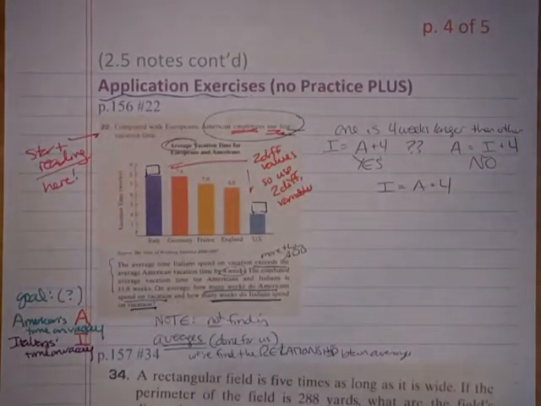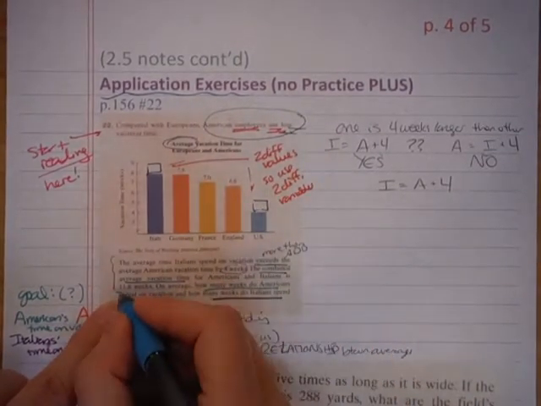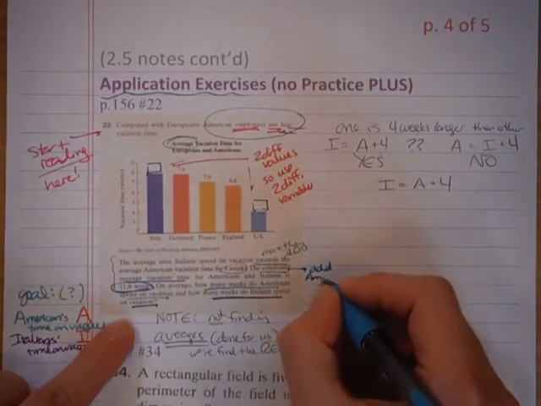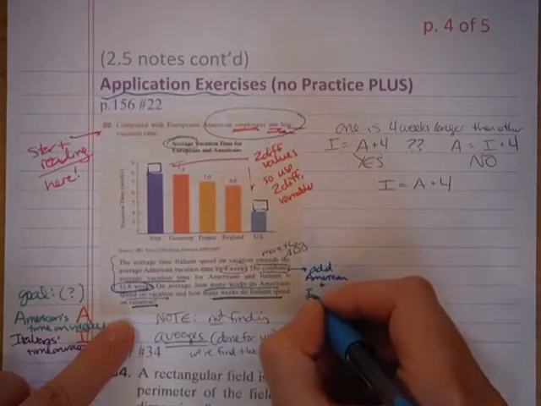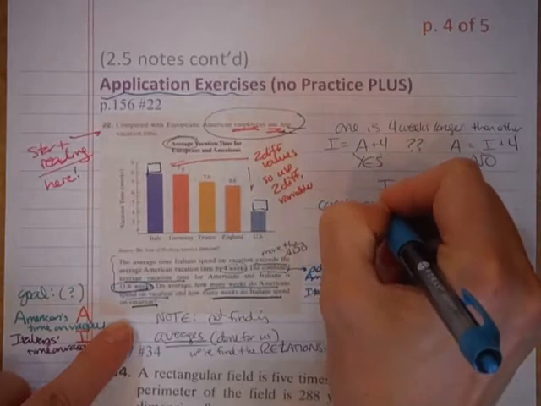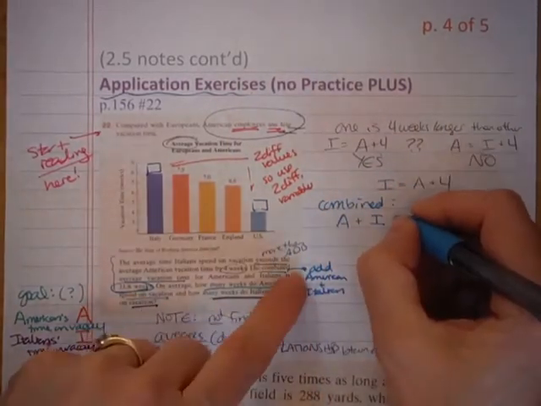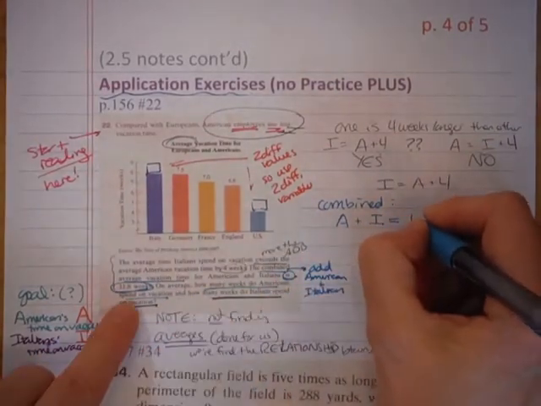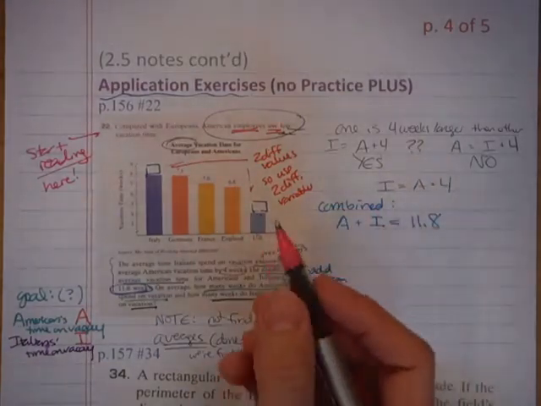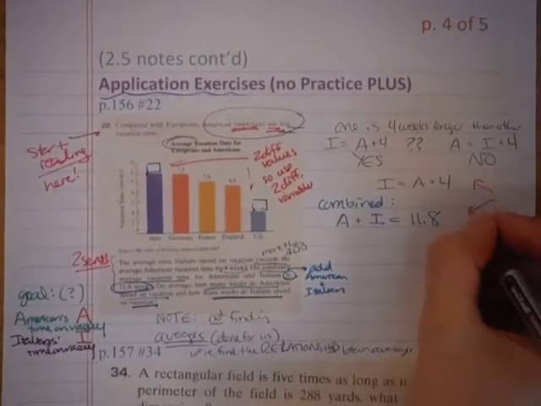Now what else do they tell us? The combined vacation time is 11.8 weeks. So combined tells me I'm going to add American and Italian. Okay, so the combined of American plus Italian is, there's my translation here, 11.8. Okay, so it's like they gave us 2 sentences here. We had 2 sentences in the paragraph and it translated to 2 equations.